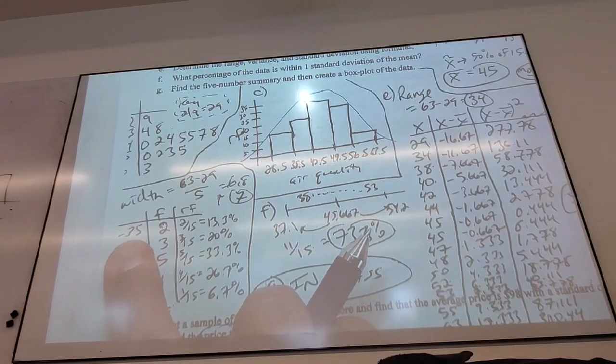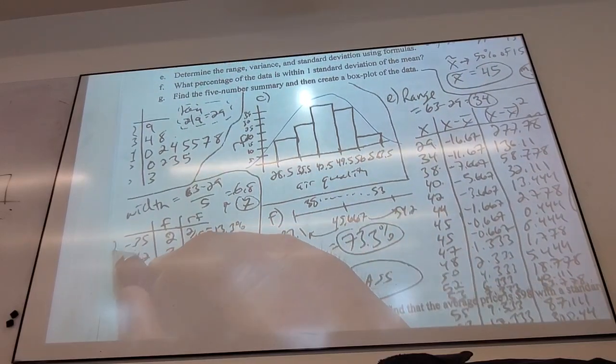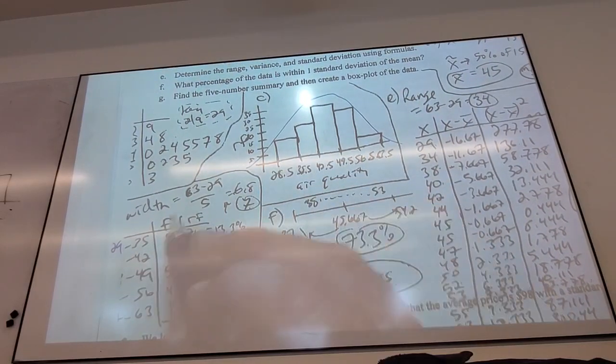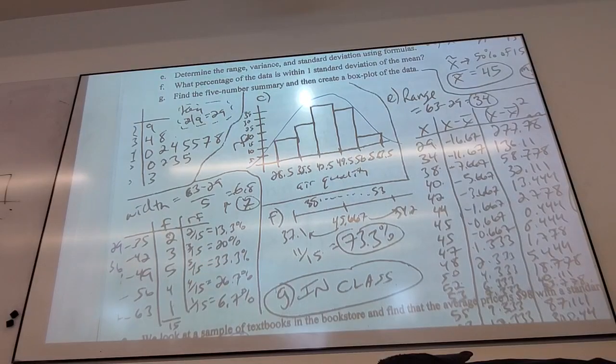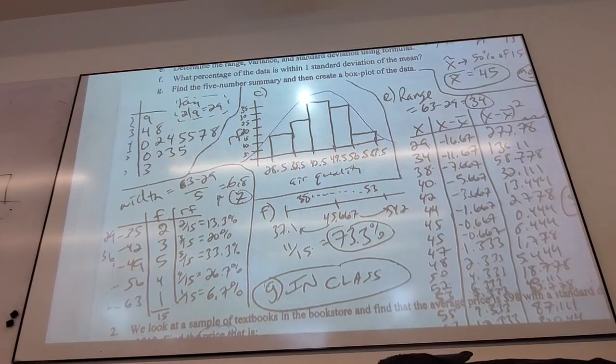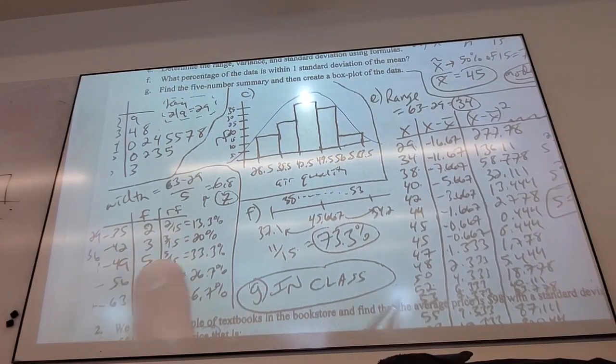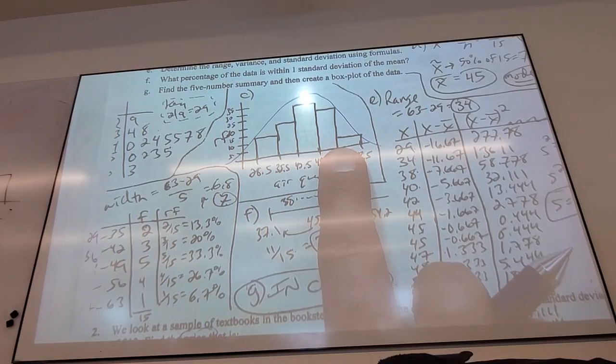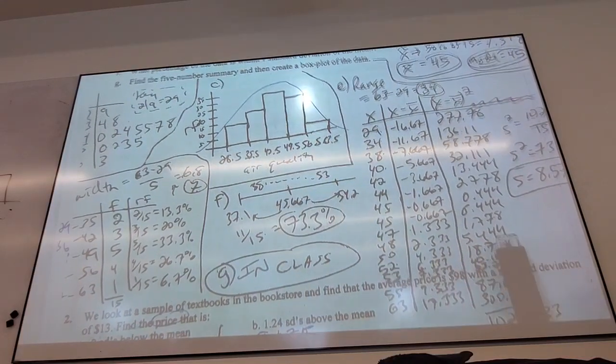It started at 29, and my class width was 7, so this would be 36. Can you guys see that? It got cut off by my printer. So yeah, there's my frequency distribution. There's my histogram.